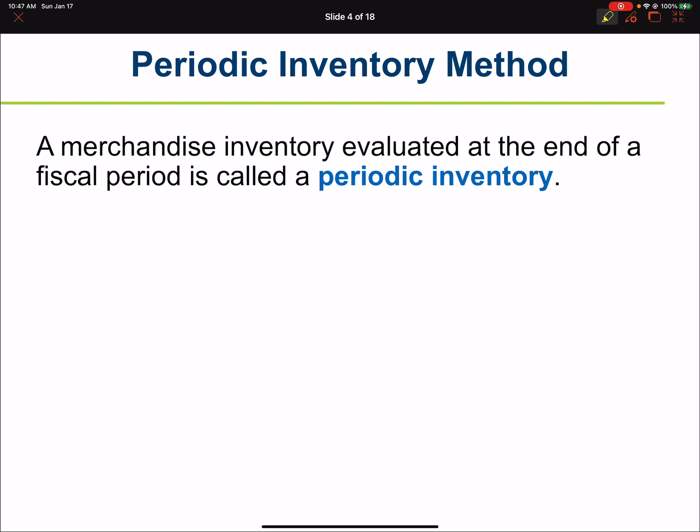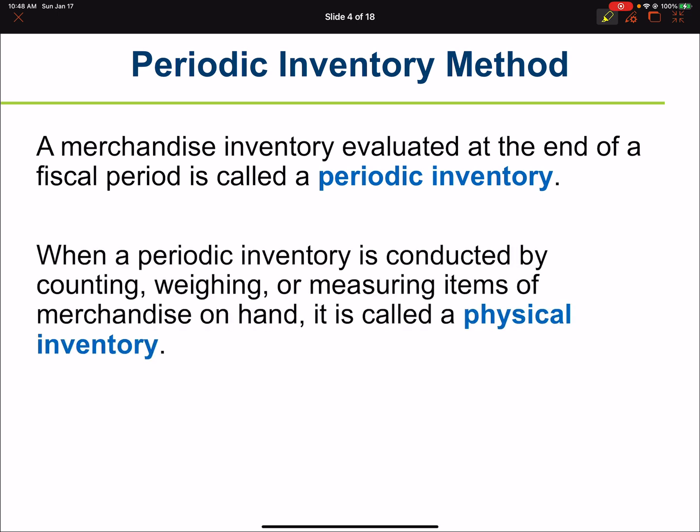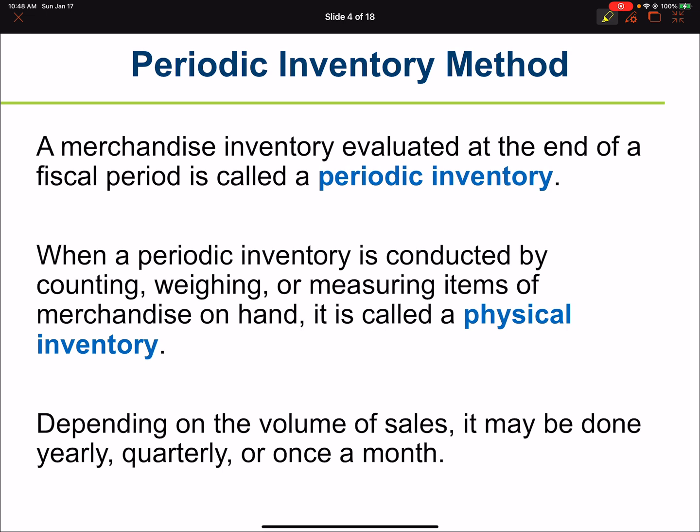In a periodic inventory method, merchandise inventory is evaluated at the end of the fiscal period. When a periodic inventory is conducted by counting, weighing, or measuring items of merchandise on hand, this is your physical inventory. A merchandising business may conduct a periodic inventory once at the end of each fiscal year, quarter, or every month. It depends upon its volume of sales.